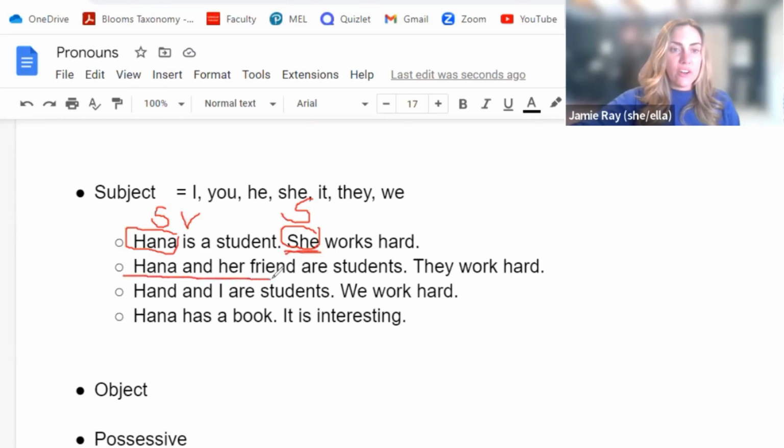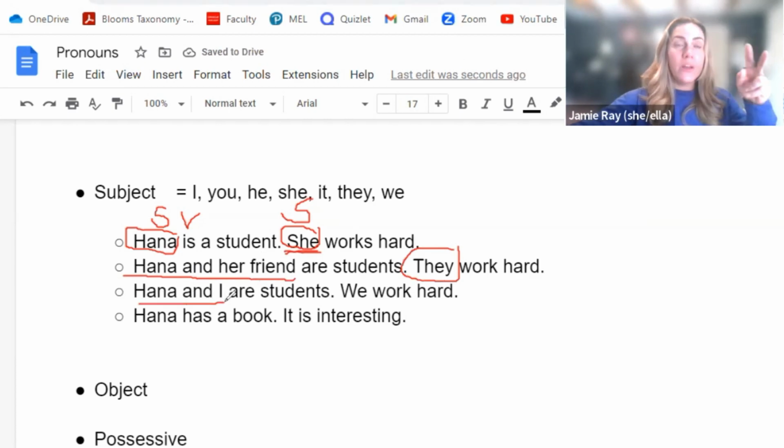Next one, Hannah and her friend. Now that's two people. So now when I replace that, I'm going to say they, because they replaces two people or two things. Over here, Hannah and I are students. Hannah and I, that's two people, but this time it refers to her and I. So the pronoun is we. We work hard.